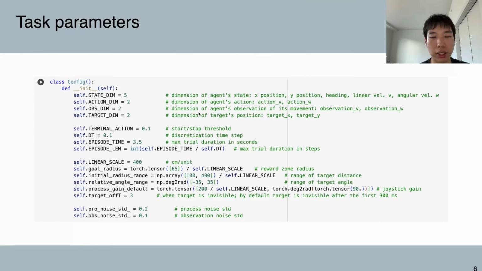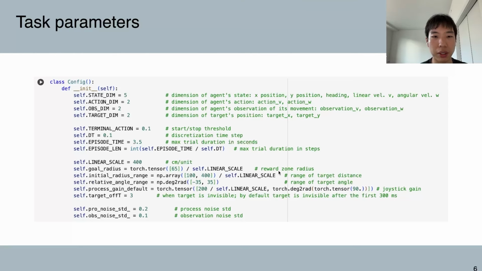And the observation of the agent's movement is 2-dimensional because you can sense your linear and angular velocities through optical flow. And finally, the target position is 2-dimensional because the target has its x and y locations, and so on. For example, we also define the reward zone radius.